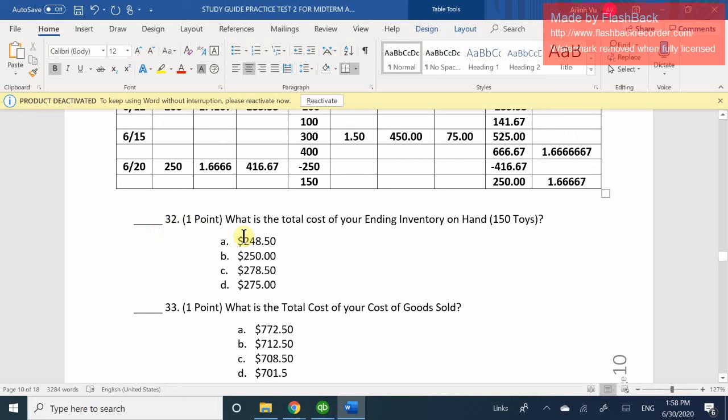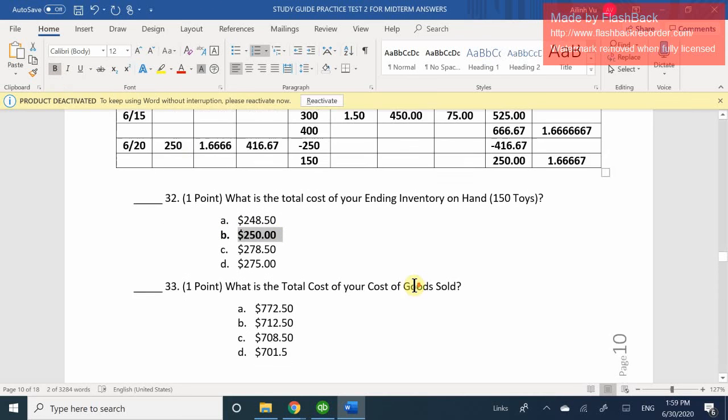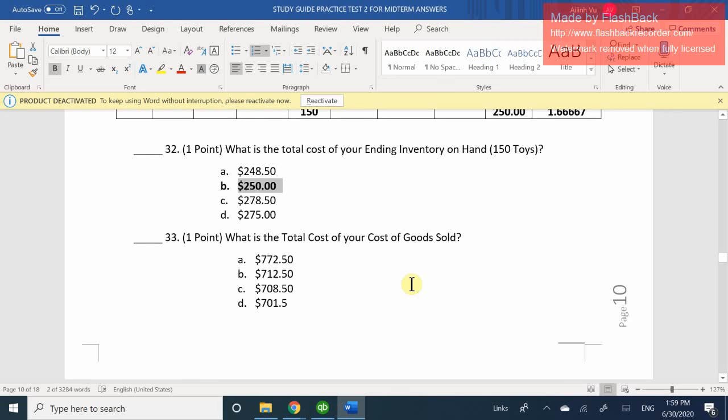So number 33. Okay. So what is the total cost of your ending inventory? Okay, so B. 150 toys, 250. Yes. Boom. Okay. And then what is your total cost of goods sold? It would be 700, but you round it, so it's going to be D, 701.50. Yes, that's the closest we can get.